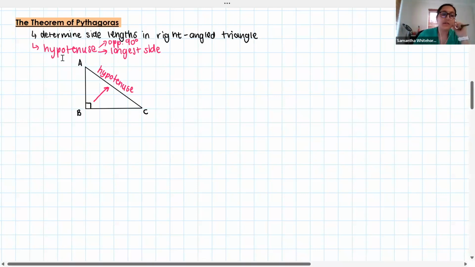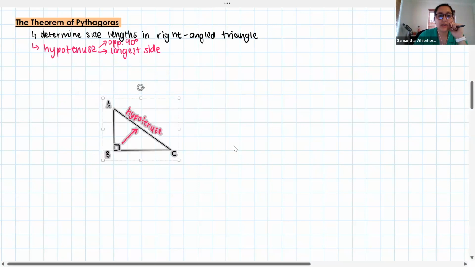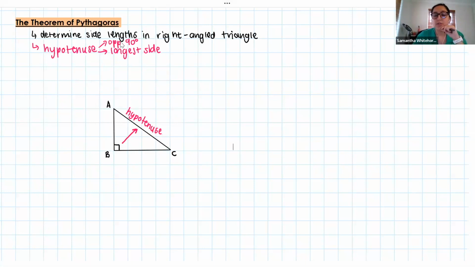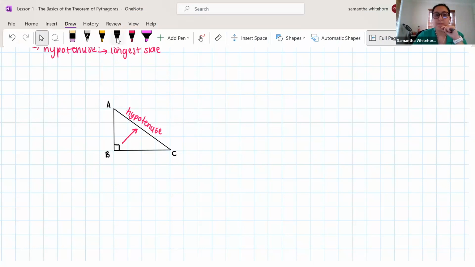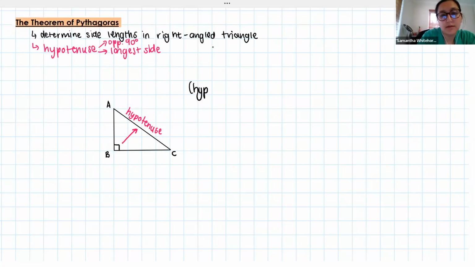Alrighty, so the actual theorem of Pythagoras says to us that if we want to work out any unknown side length, we need to take the two sides that are not the hypotenuse, square them, and add them together. Right, I'm going to write this out. So Pythagoras says that the length of our hypotenuse squared is equal to the sum of our two other sides squared. So our two other sides here are AB and BC. This is our theorem of Pythagoras.